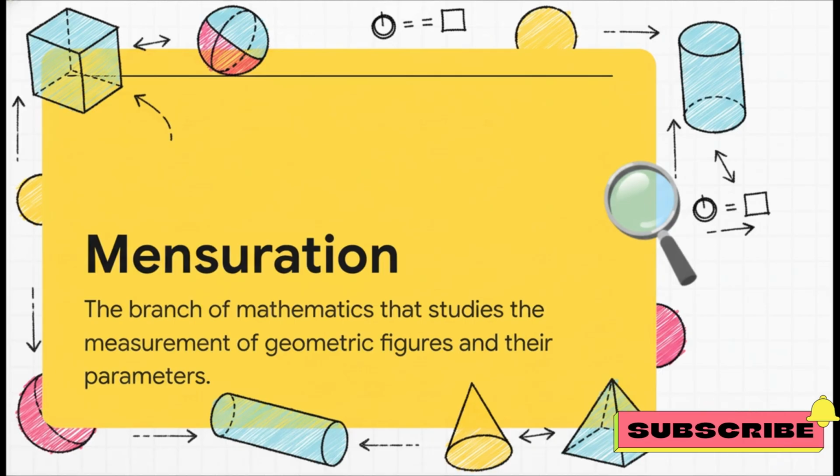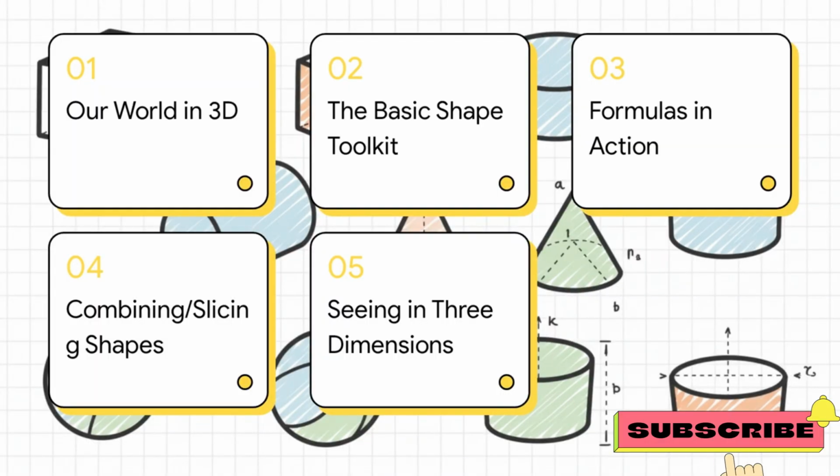It's the part of math that lets us calculate everything from surface area to volume. You can think of it as the official rulebook for the physical world. So yeah, let's get into it. So here's our game plan. We're going to start by seeing our world in 3D, then we'll build our toolkit of essential formulas. After that, we'll put those formulas into action, learn how to combine and even slice up shapes, and by the end, hopefully change the way you see everything around you.